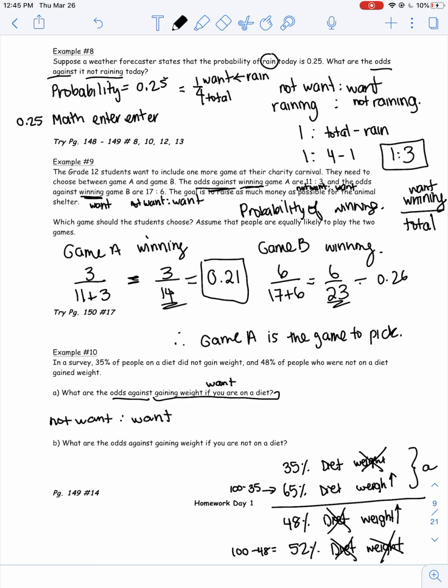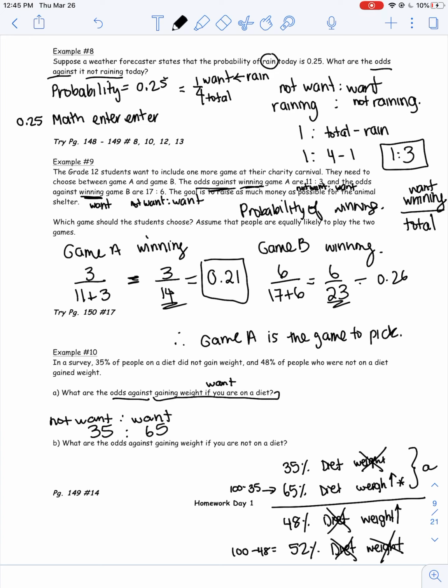So in our case, if you're gaining weight and you're on a diet, it would be this number right here. So we're going to put that in our want part. So we're going to put 65 right here. That means that the other number is your not want. So that would be the other number, which is 35.